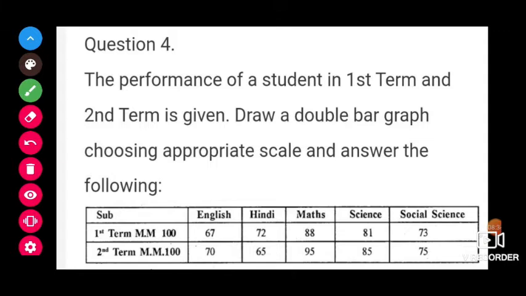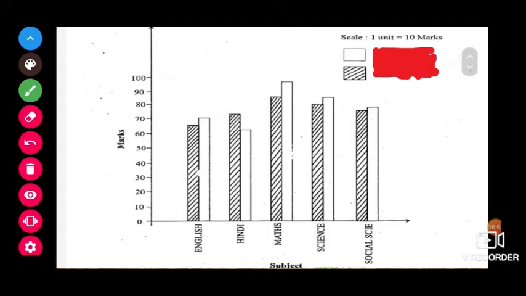Here if you observe, to choose the scale, first we will see the maximum number, which is 95. And everything is in tens. So 95 is nearby 100. So I will take it in tens. The unit will be tens, like 1 unit is equal to 10 marks. Okay, now we will see the graph.